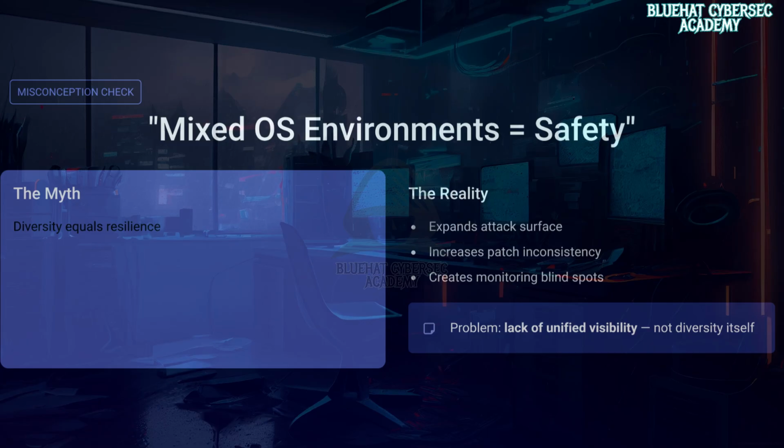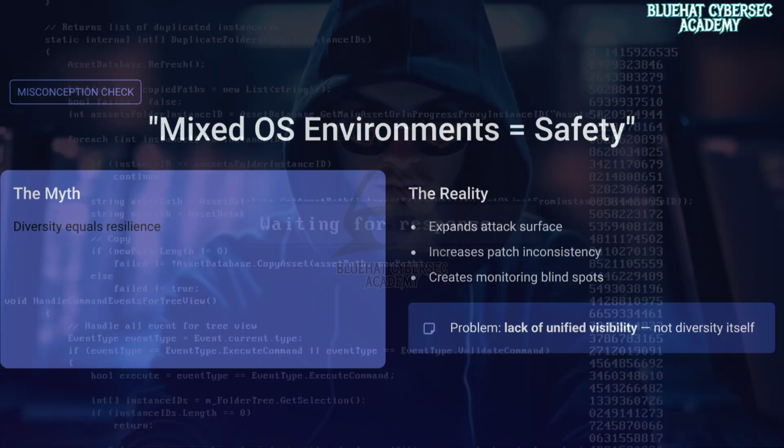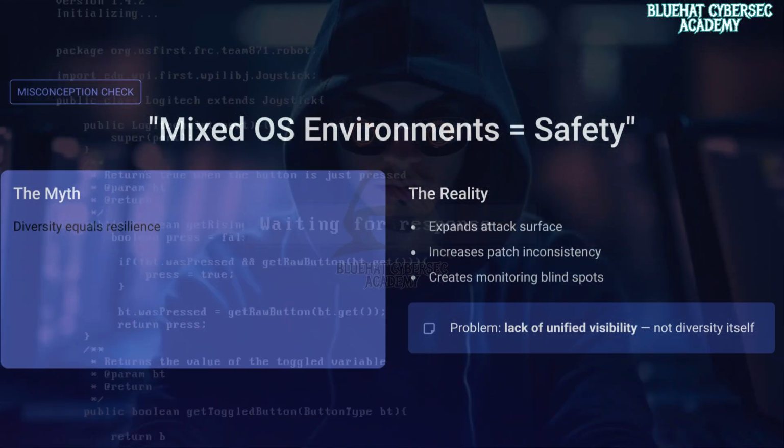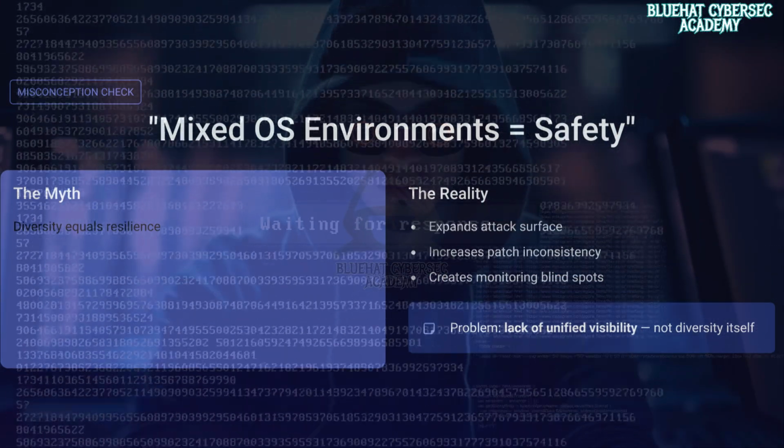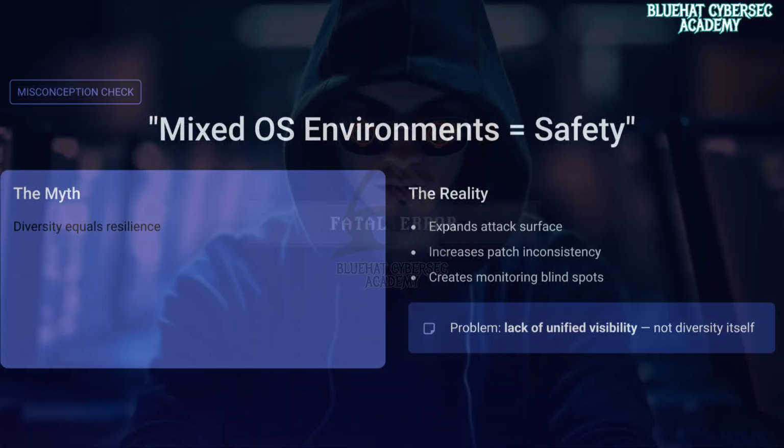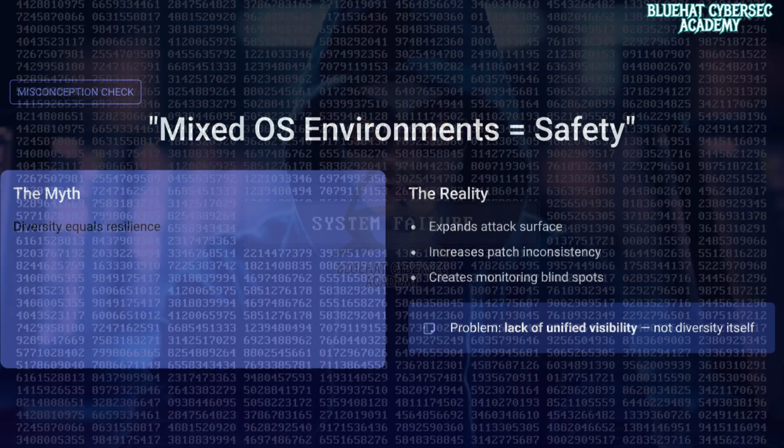At this point, there is a security misconception that still persists in many environments, and it is worth challenging directly. The idea is, we are safe because we use mixed OS environments. On paper, that sounds like diversity equals resilience. In practice, it often does the opposite. It expands the attack surface, increases patch inconsistency, fragments security tooling, and creates blind spots between OS-specific monitoring systems.